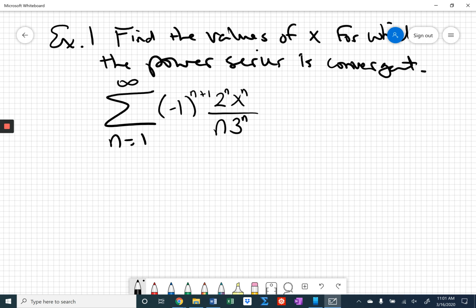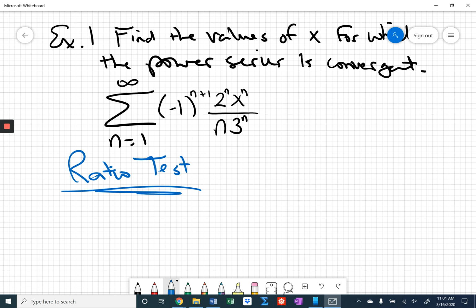Not too long ago, I told you we have a new sledgehammer in our arsenal of ways of showing series are convergent. That's the ratio test. So this is what we're going to be using here. We're going to be using the ratio test a lot in this section and the subsequent sections here. So how do we use the ratio test? Remember, the ratio test takes a look at the limit as n approaches infinity of the absolute value of the n plus first term divided by the nth term.